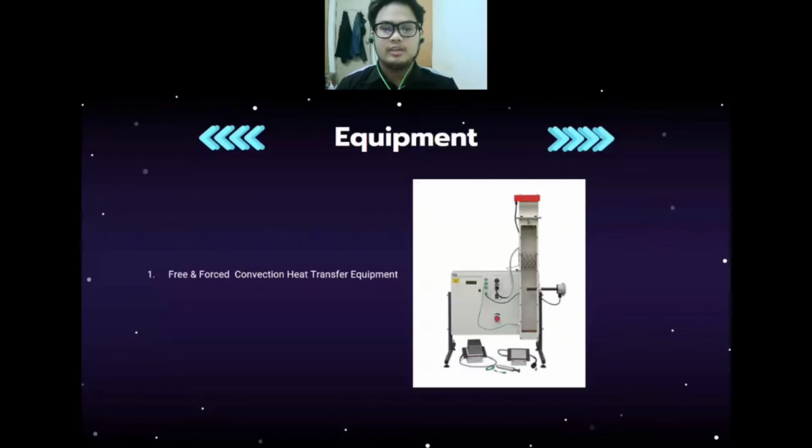Assalamualaikum and very good morning to Prof. Zahir. My name is Mohsin Ivan Rosli. Today I'm going to present the first convection slide. So I will start with the equipment. The equipment we use is free and forced convection heat transfer equipment.